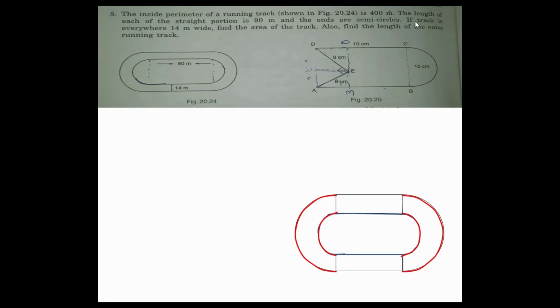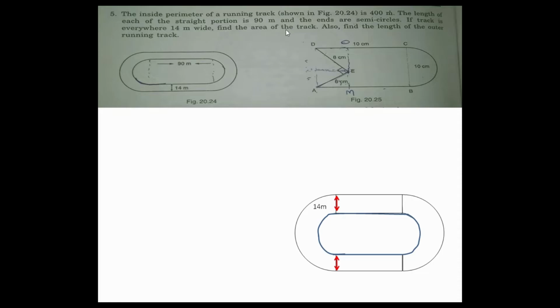Now, if the track is everywhere 14 meter wide, that means the track is everywhere 14 meter wide. This is 14 meter wide from here. Throughout the track it is 14 meter wide. Find the area of the track. Also find the length of the outer running track. Now the question has asked us to find two things.